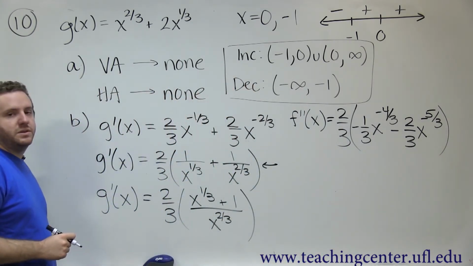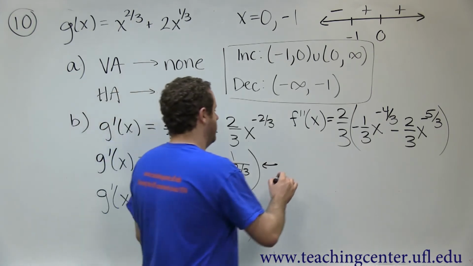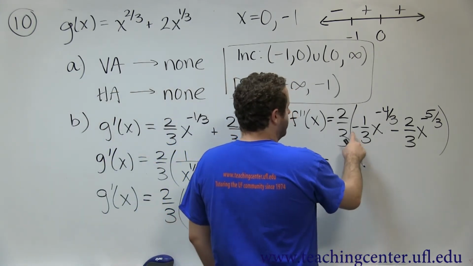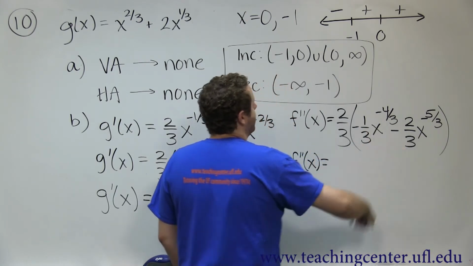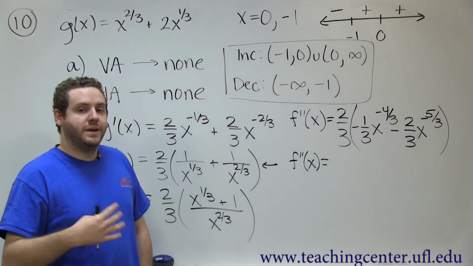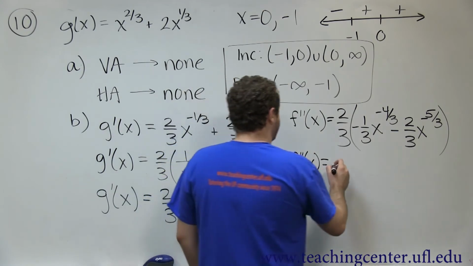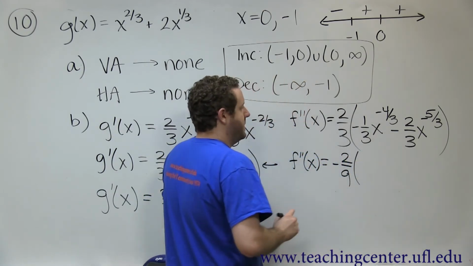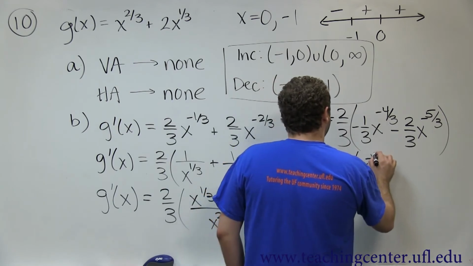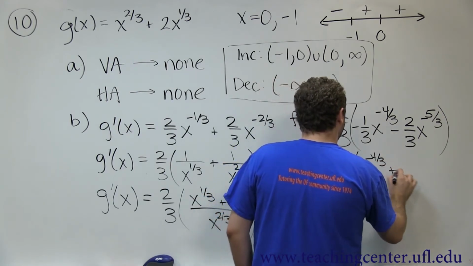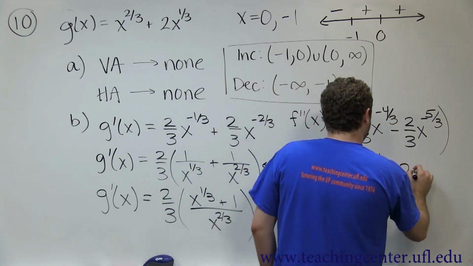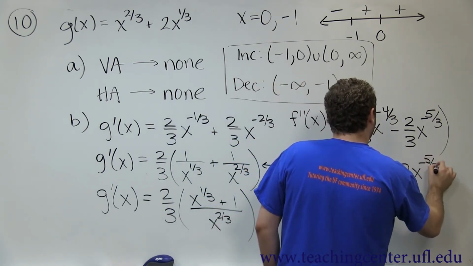Okay, so again, we're going to have to do similar simplification. What can we factor out at first? Well, these both have a negative sign, and they both have a denominator of 3, so we can factor out negative 1/3. That would give us negative 2/9 on the outside. And on the inside, we would get x to the minus 4/3 plus, because we took out the negative, 2x to the negative 5/3.